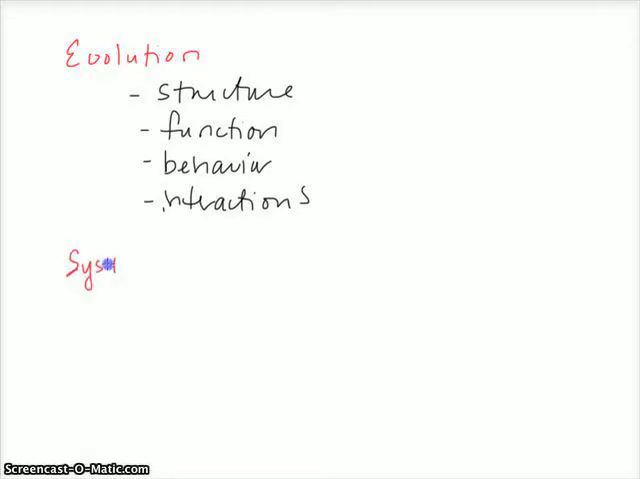Systematics is a field of biology that studies the diversity of organisms and their evolutionary relationships. And taxonomy is the subspecialty of systematics, that is the science of naming and classifying organisms.